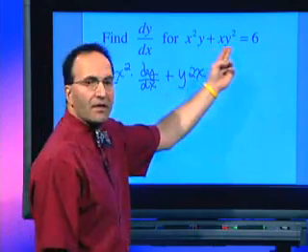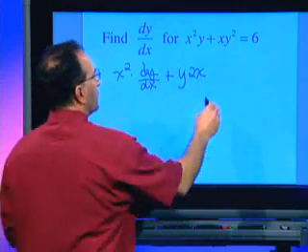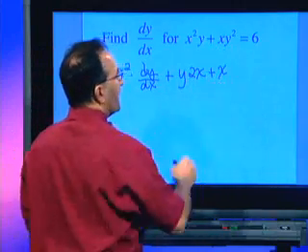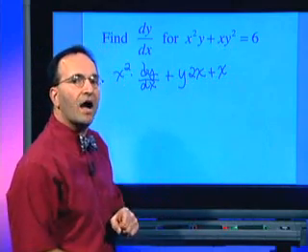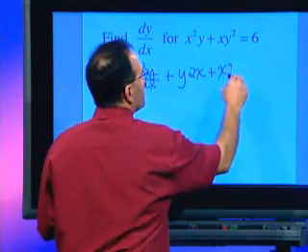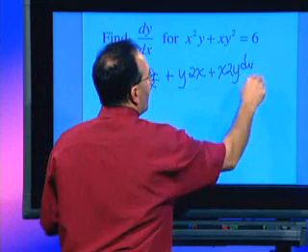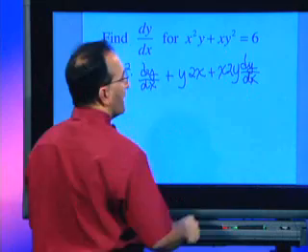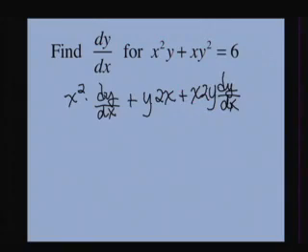Then we have to apply the product rule to this second term. So we take the first function, x, and multiply it times the derivative of the second function. So that's 2y dy/dx. And then we add to that the second function times the derivative of the first function, which is y squared times dx/dx, which is 1. And then finally, that's equal to 0 because the derivative of a constant is 0.